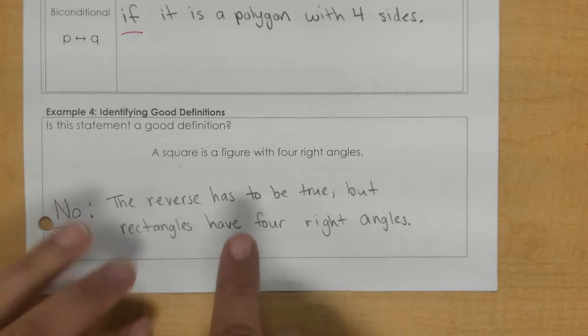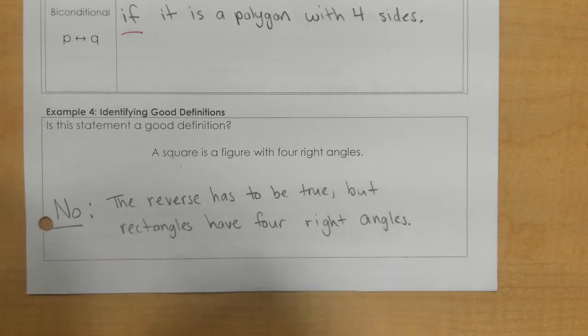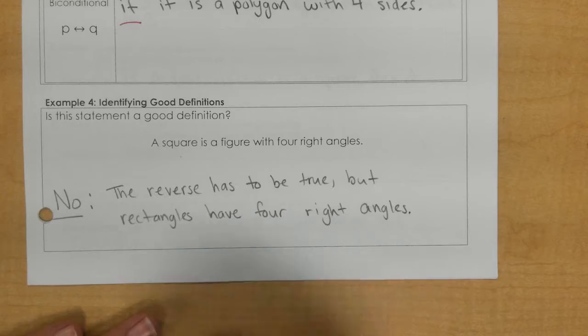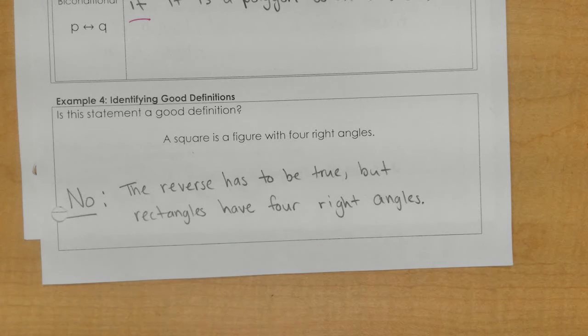Okay? So you have to think about, can this definition go forwards and backwards? And if it can go both ways, does it make sense? If it doesn't make sense, then you have to say, no, that's not a good definition for a square. Okay? So that's the end of Day 3. So make sure we get this all written down, and then we can move on to Day 4.